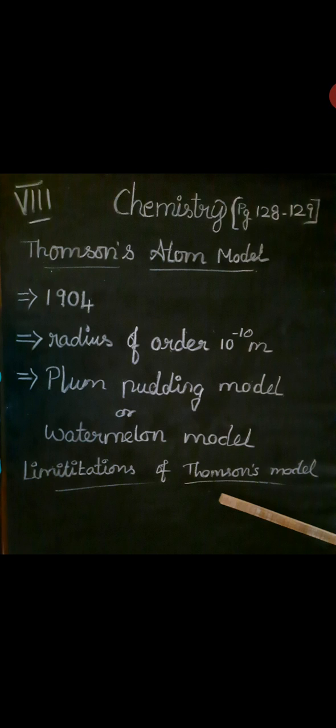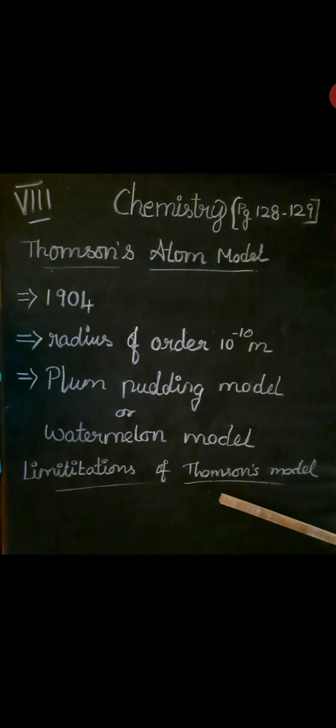J.J. Thomson is a scientist who proposed the famous atom model in the year 1904. The Thomson atom model was proposed by J.J. Thomson, so the model carries his name itself. He proposed it just after the discovery of the electron.